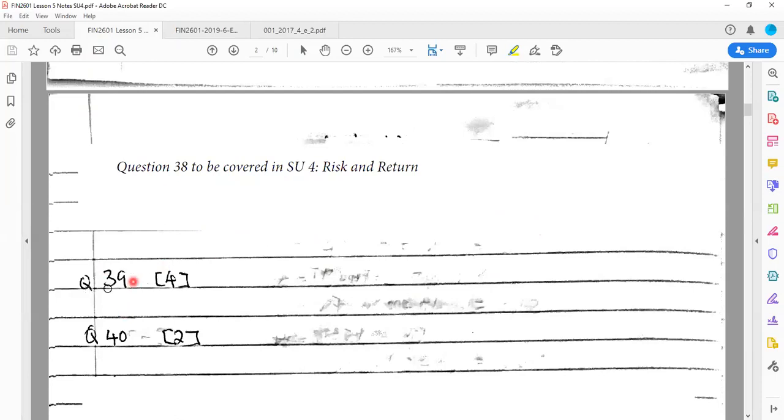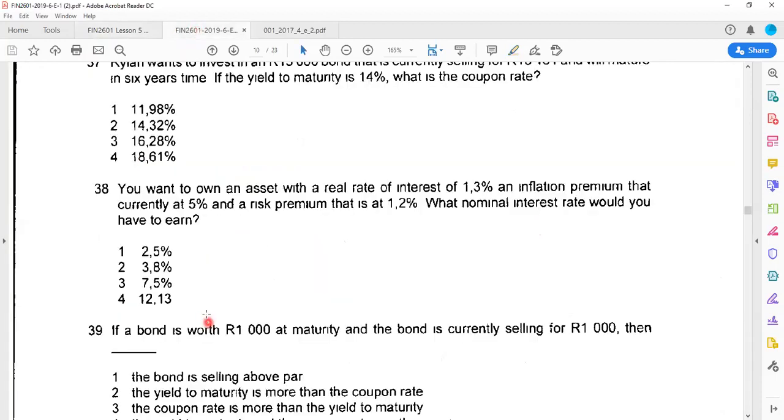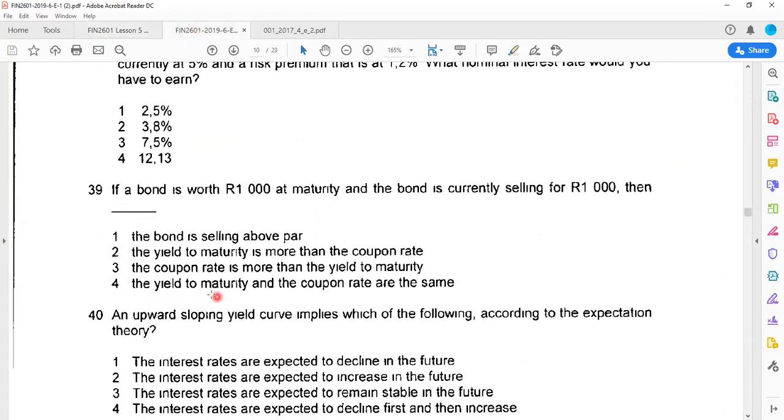Question 39, this was just some theory. The correct answer is option 4. Remember, when the price of a bond is equal to the par value, it means the yield to maturity is the same as the coupon rate.